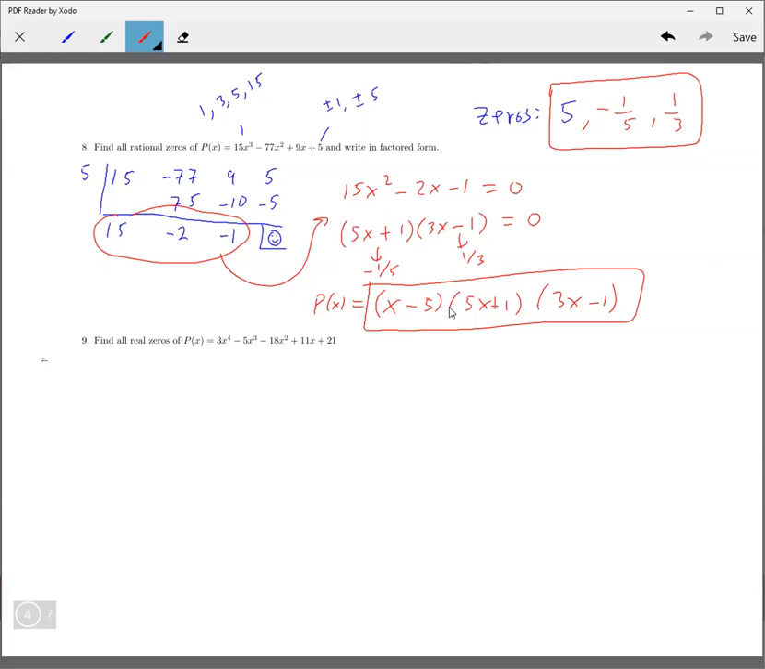Okay, great. So now, number 9. I'm going to show you an easier way to do this, okay? So we're going to go to Geogebra. Geogebra. This can really help you a lot, okay? So we got 3x to the 4th minus 5x cubed minus 18x squared plus 11x plus 20. I'm going to go to Geogebra. I'm going to put this function in there.